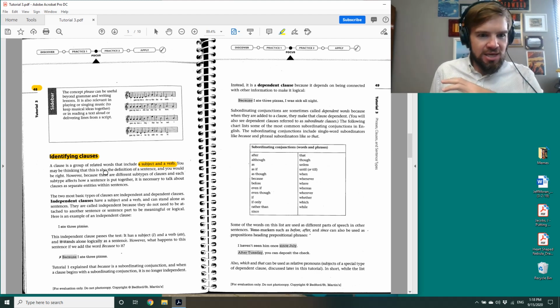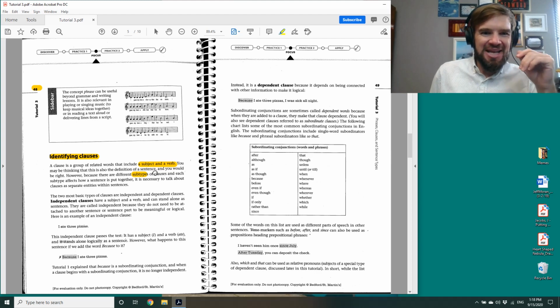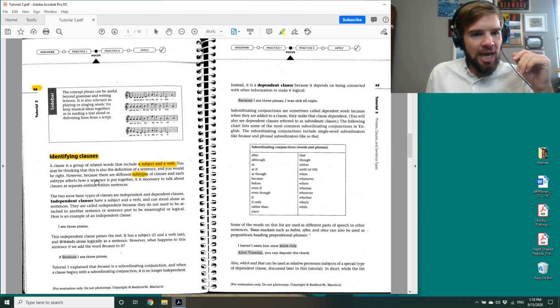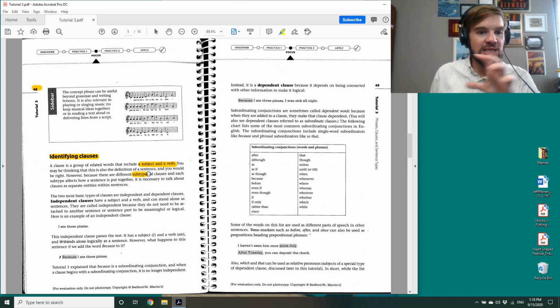So you may be thinking that this is also the definition of a sentence, and you would be right. However, because there are different types and subtypes, means sort of types underneath types, right? That's kind of what subtypes are. Subtypes of clauses, and each subtype affects how a sentence is put together. It is necessary to talk about clauses as separate entities within sentences. So the two most basic types of clauses are independent and dependent clauses.